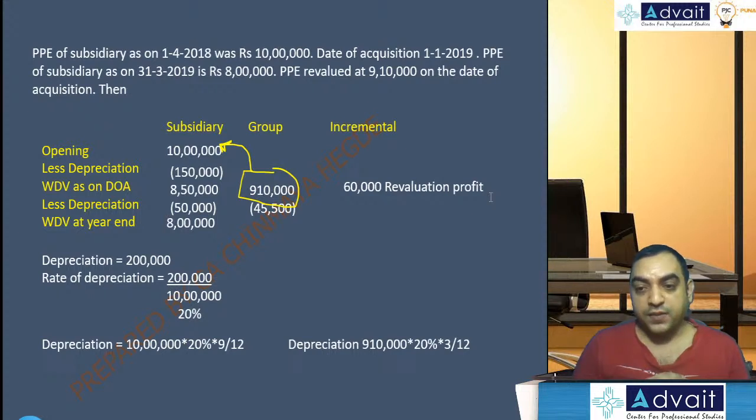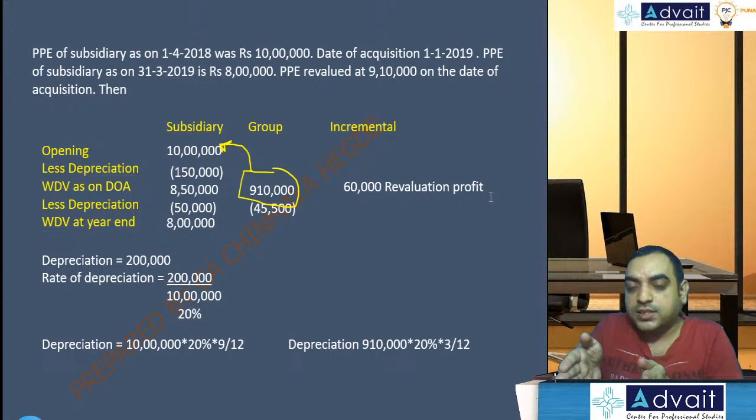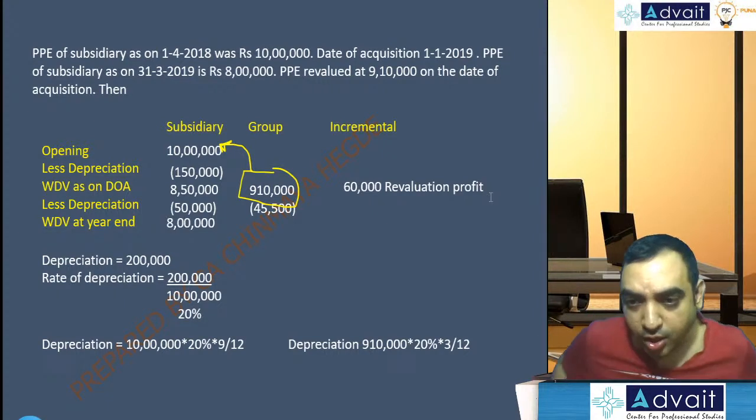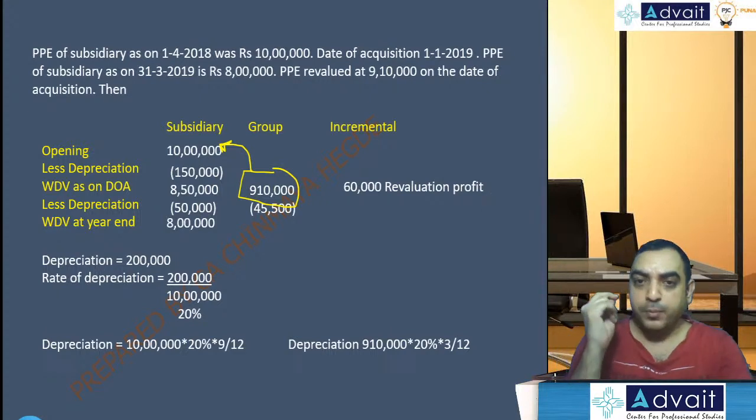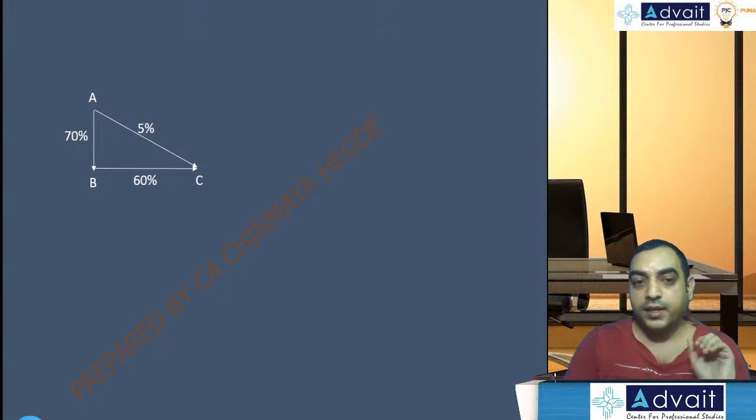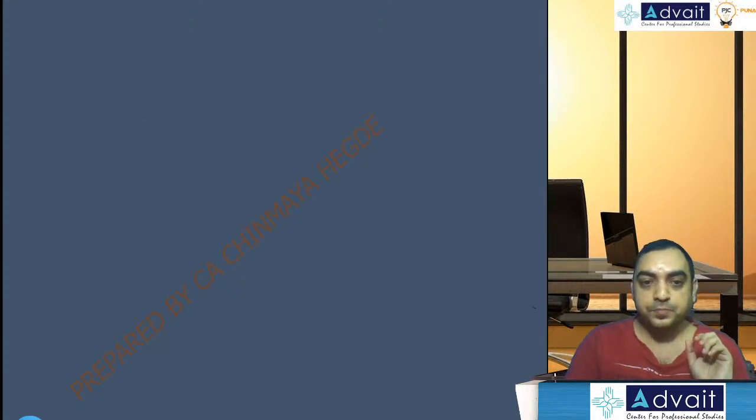What if proposed dividend is given in the balance sheet instead of in the adjustment? If you are preparing for the year ending 31st March 2019, proposed dividend relates to the next subsequent year, so ignore it, it is not required. Let us go further with respect to chain holding, because that requires more attention from our side.